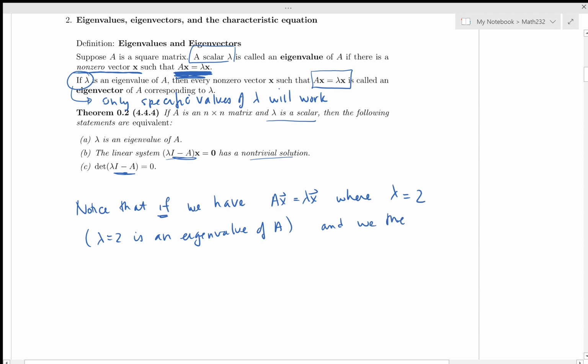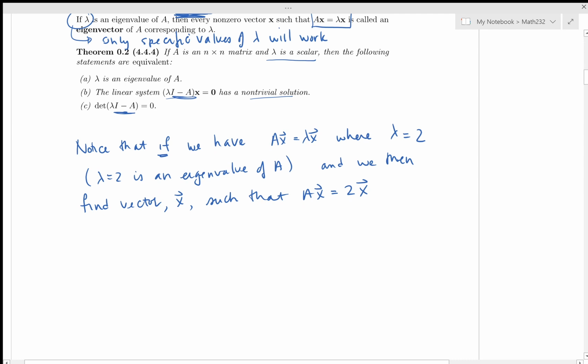If that's the case, and we then find vectors x such that Ax equals 2x, then what happens when A acts upon x? It produces the result 2x. That is a scaling operation. So there's no rotating of x or anything like that. It simply gets, in this case, 2 times longer. So that's what I want to just point out.